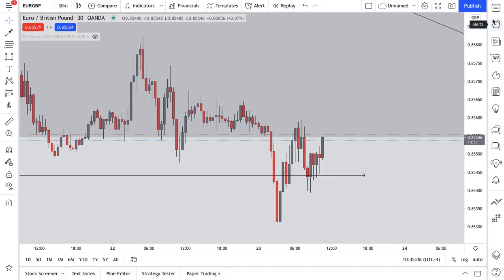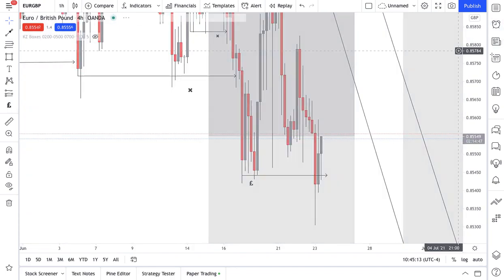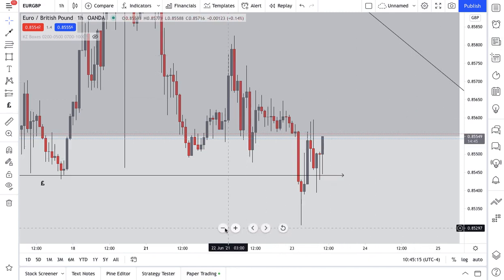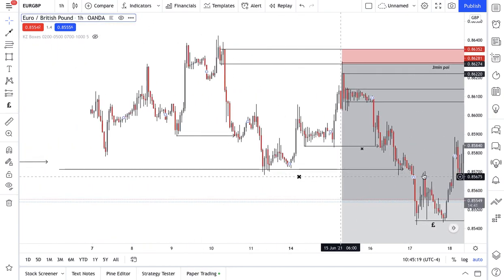Euro pound. Head over to that 4 hour. Let's stick to the 1 hour. Now let's go to our initial entry. Why did we enter? It's fairly straightforward, guys.